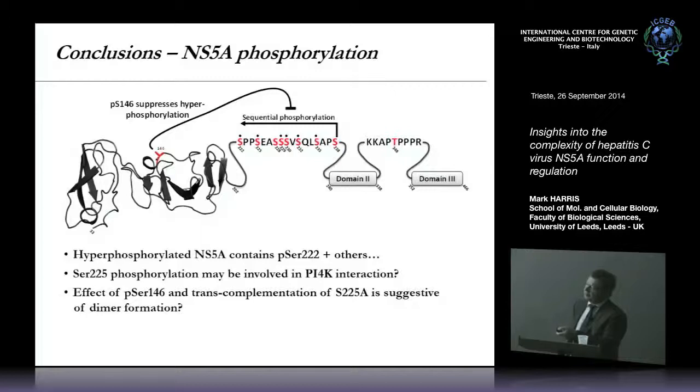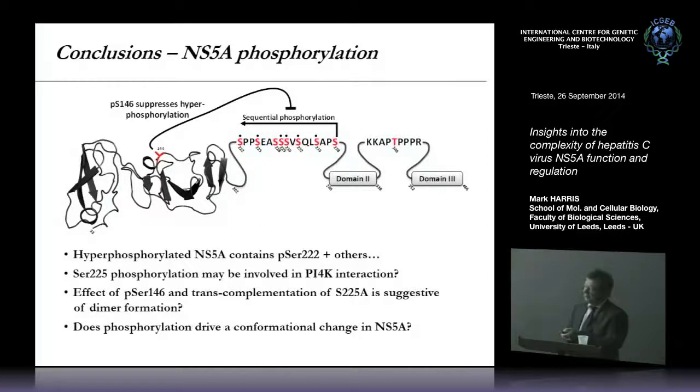And we think that the effect of serine 146 and the transcomplementation that I've shown you for serine 225 is suggestive of dimer formation. So we think that 5A is forming dimers within the cell, and that those dimers can complement each other if you had a wild type and a mutant dimer coming together.